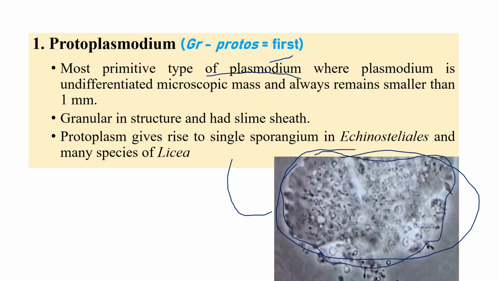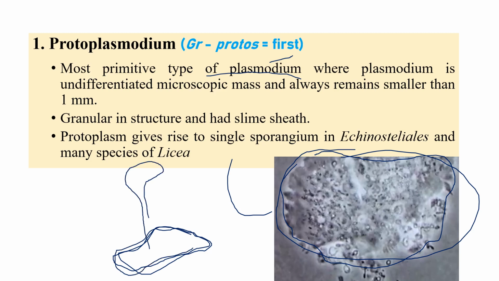Generally this kind of protoplasm will give rise to a sporangium. In Acrasiales, the amoeba gives rise to a sporangium, right? Here in Myxomycota, almost all the general features or properties are more or less similar, but the terminologies differ. So there it is amoeba, here it is protoplasm, nothing else. Sometimes this protoplasm gives rise to sporangia, and such sporangial development can be observed in Echinosteliales and species like Licea. So this is about protoplasmodium.